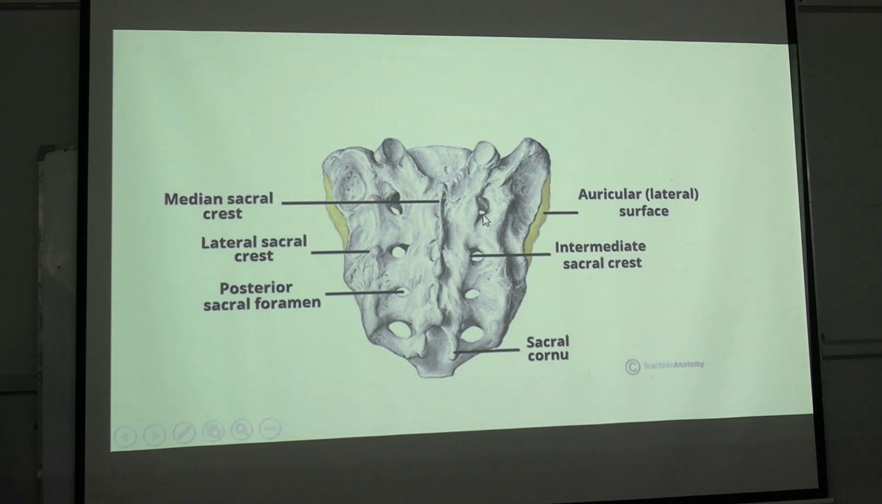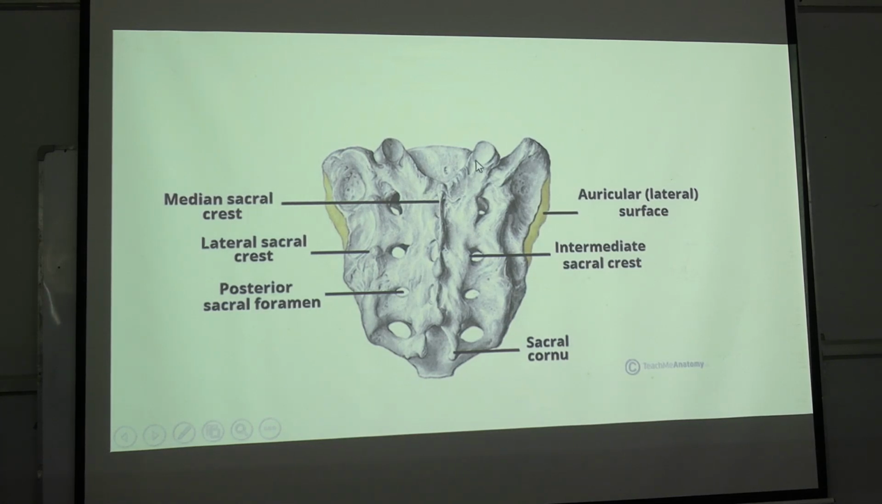They are formed by the fusion of the processes which this particular bone has. This is a spinous process of the vertebra. If you feel something on the back in the midline, that's the spinous process you are touching. These spinous processes are fused one after another, joining over here to form the median sacral crest.